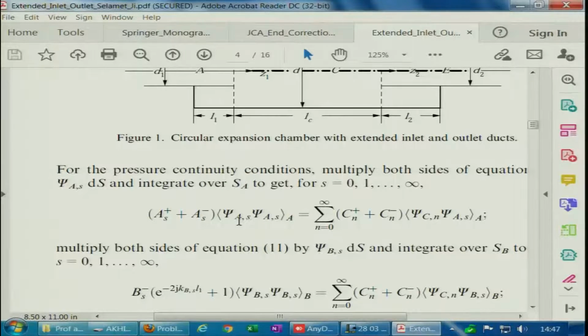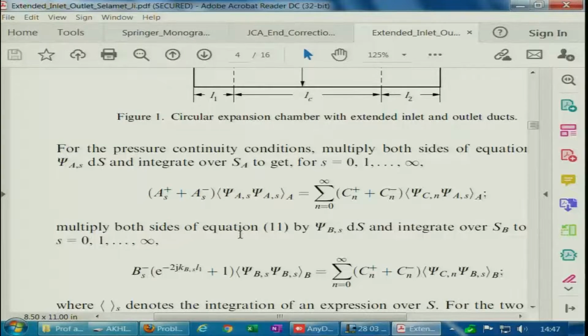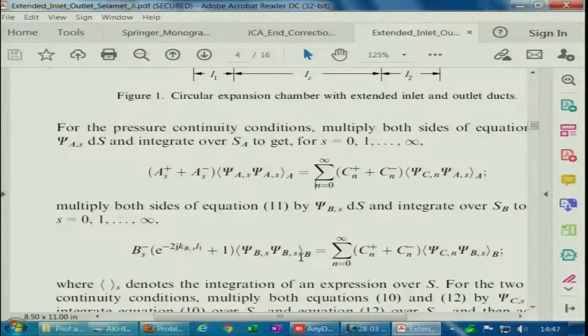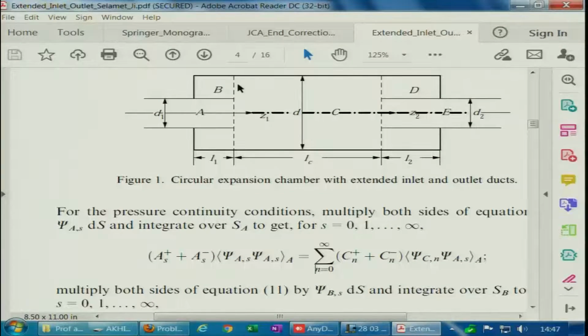Only this mode will survive here, like I was mentioning, and here we have summation over the entire thing. Similarly, when you multiply the other pressure continuity condition with the function psi b s, again you have only one modal coefficient, as we explained a while back, and only that particular mode will survive in the annular region, because of orthogonality, because we are considering orthogonality of such functions over the domain of the port or the annular cavity.